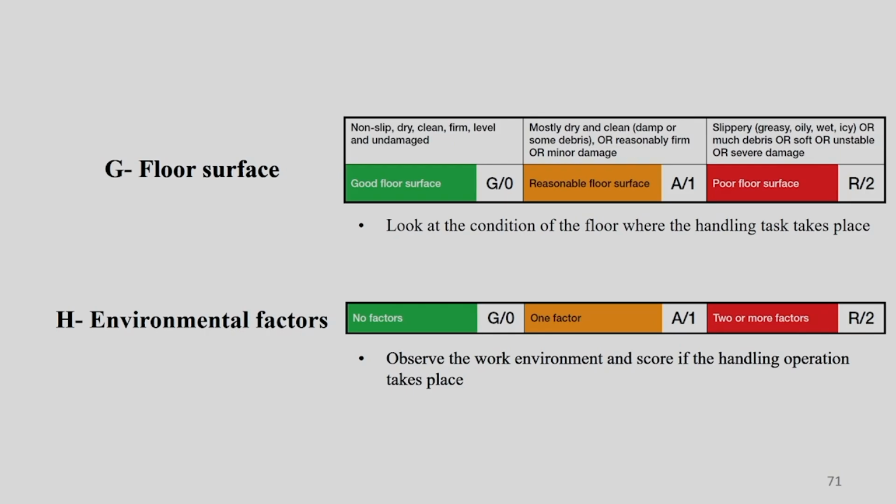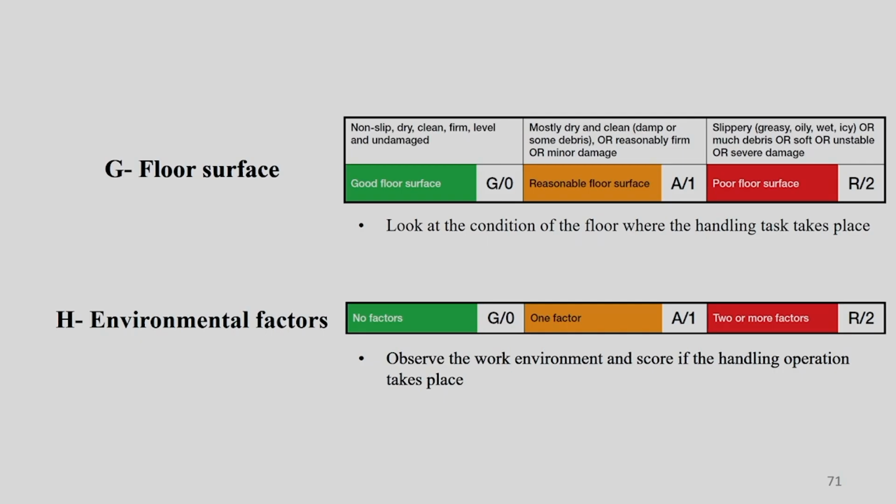Green and the value is 0. The next one: mostly dry and clean, damp or some debris is there, or reasonably firm or minor damage is there. In those cases it is reasonable floor surface and you can give the color band as A or amber and the number is 1. Slippery, where you have greasy, oil, wet, icy, a lot of difficulties.